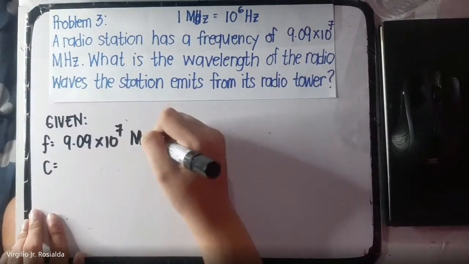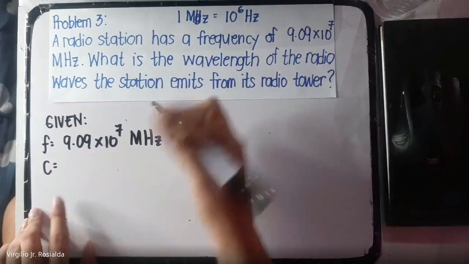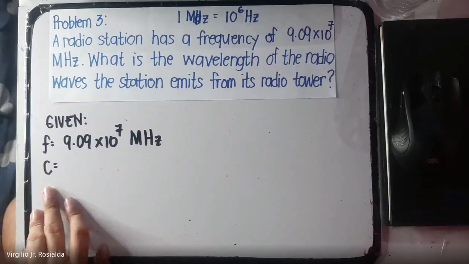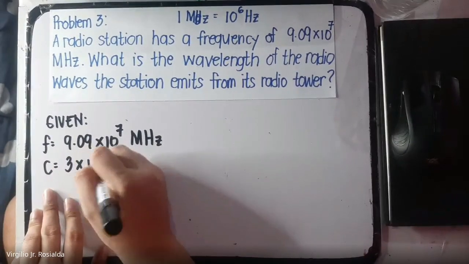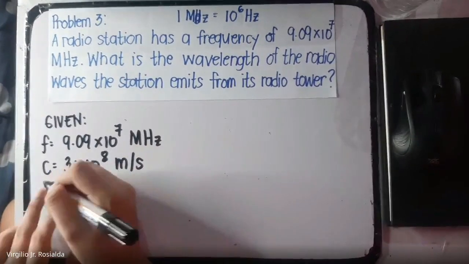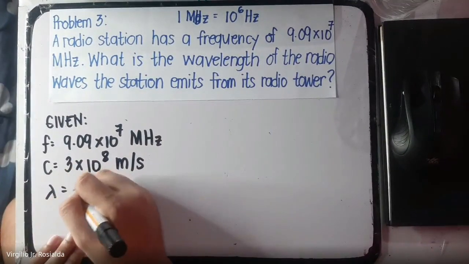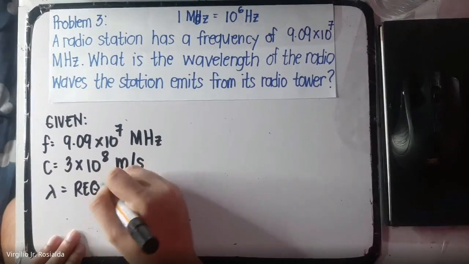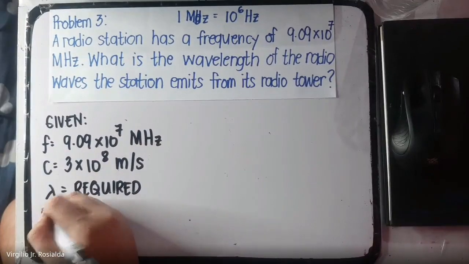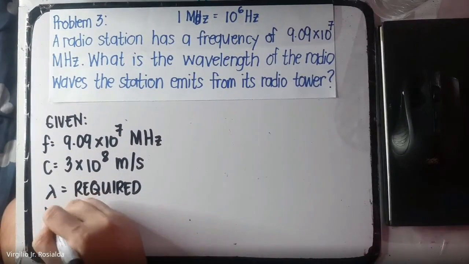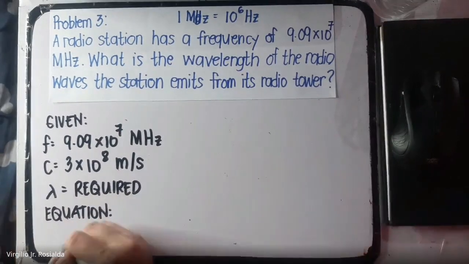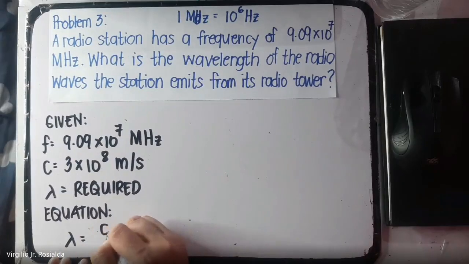Megahertz. Okay, so dapat i-ano muna natin siya. Ginawa ko lang hertz kasi mega per second, parang hindi siya magandang pakinggan. So C is 3 times 10 raised to 8 meter per second. Okay, tapos we're asked to find the value of our wavelength, which is the required. Yun yung required natin. So our equation, meron na ba tayo? Okay, there. So lambda is equal to C divided by F.